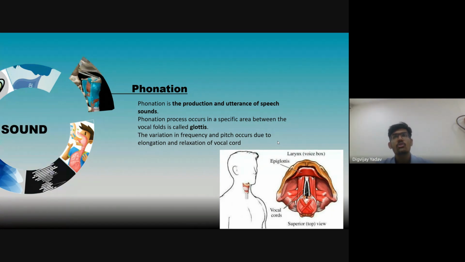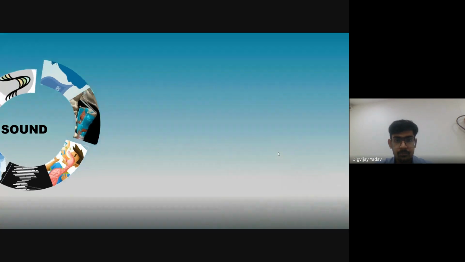So the frequency and the pitch of any individual is decided by phonation. It is basically the tension in the larynx as well as the vocal cords, the relaxation and the elongation of the cords, which produces a hum sound. It is very unique to every single individual, and the bass that you might have noticed in some people's voices comes from the phonation itself.